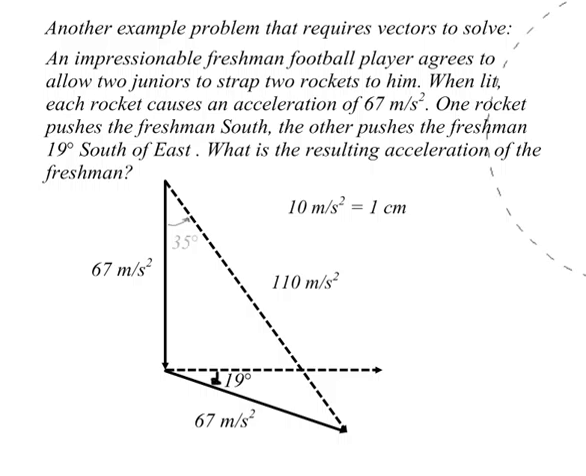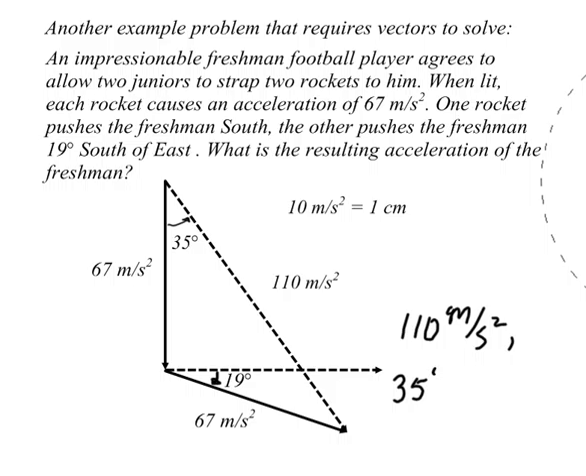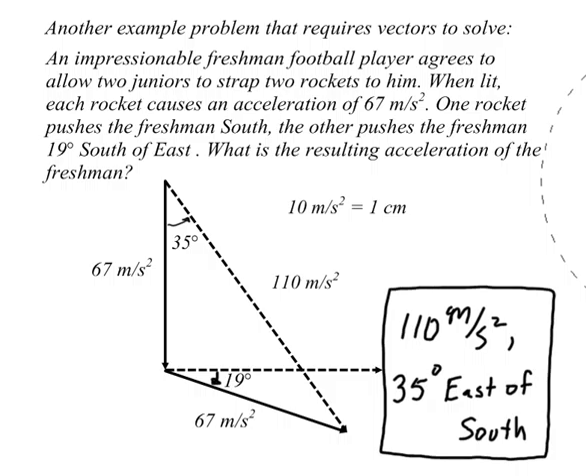So the correct answer to this problem would be that the young freshman will accelerate at a rate of 110 meters per second, 35 degrees east of south. That answer there represents the net effect of both rockets since they're acting simultaneously.